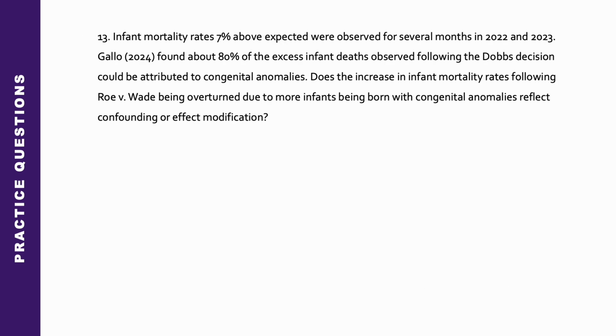Infant mortality rates 7% above expected were observed for several months in 2022 and 2023. A study by Gallo in 2024 found that about 80% of the excess infant deaths observed following the Dobbs decision, which overturned Roe v. Wade, could be attributed to congenital anomalies. Does the increase in infant mortality rates following Roe v. Wade being overturned due to more infants being born with congenital anomalies reflect confounding or effect modification?